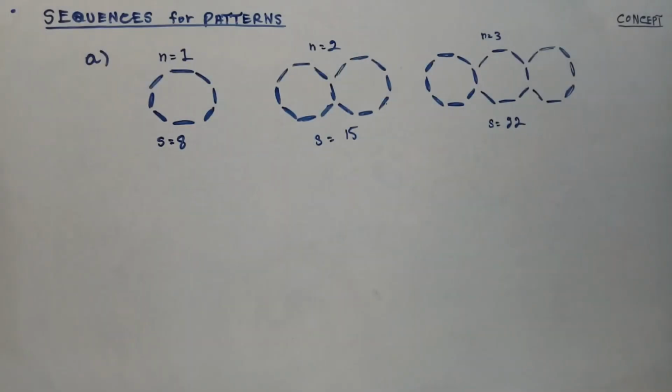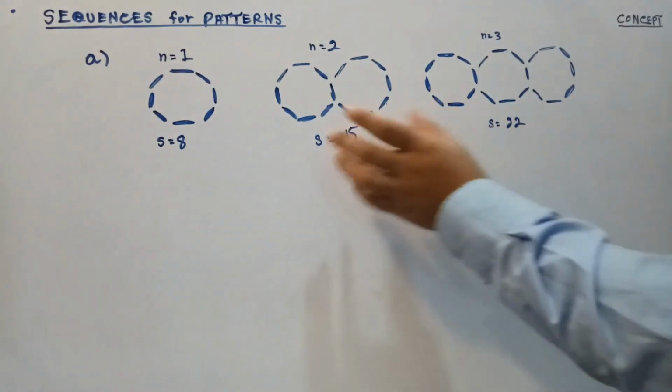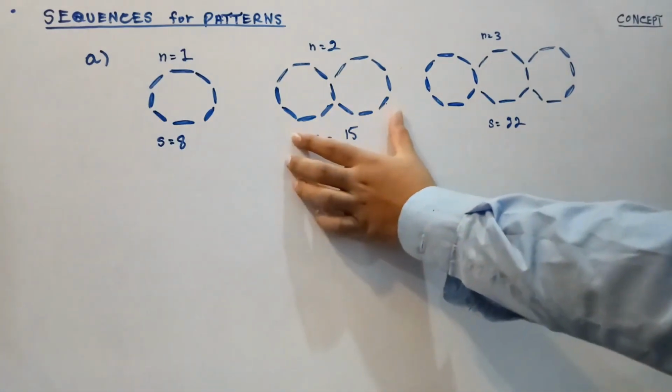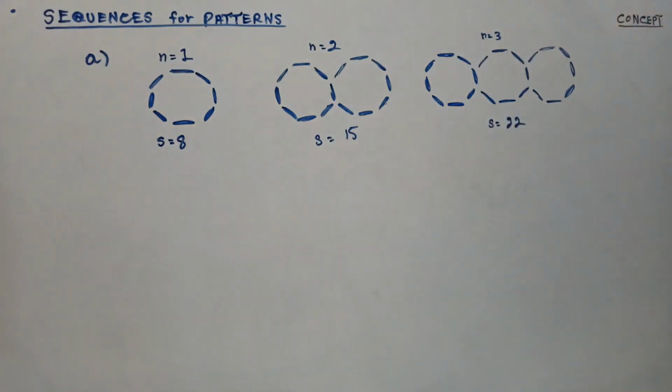Hey guys, what's up? In this video, we are going to discuss sequences for patterns. In the previous videos, we have seen some sequences, and here we are given different patterns. You can see here we have an 8-sided figure, here we have two 8-sided figures, here we have three 8-sided figures. So actually here we have a pattern.